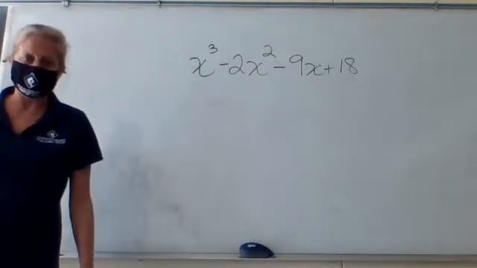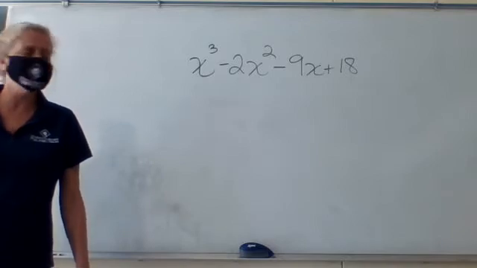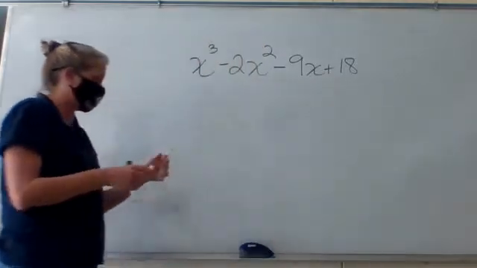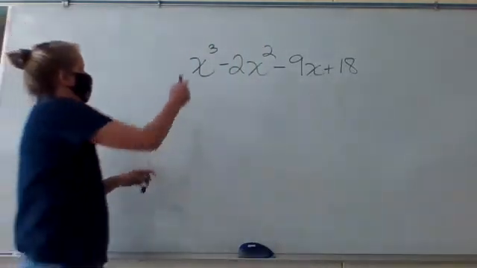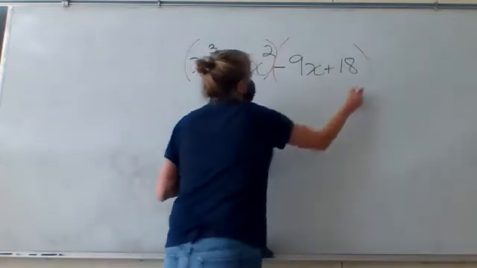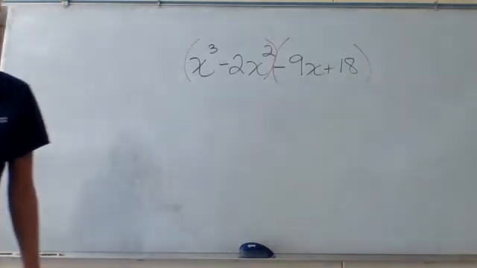Right? They don't all have an x, so I can't pull an x out. They don't all have a number that goes into all of them, which means I'm going to put them in 2 separate groups. I'm going to group the first 2 terms together and the last 2 terms together. That's why it's called factoring by grouping.